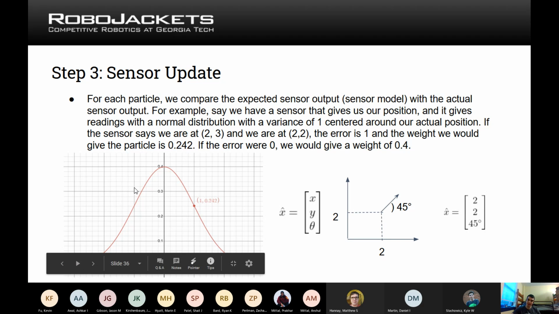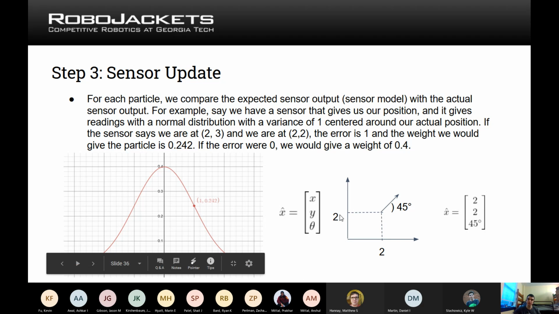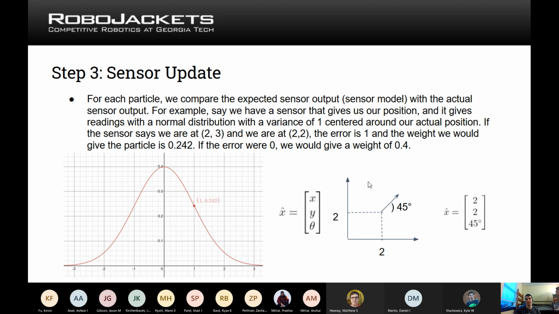This is just looking at our sensor model. We go to 1 here, and we're looking at the value of the Gaussian function, and it's literally 0.242. If the error was 0, we would use 0.4 because that's where the peak is. So that's all you do. It's mathematically very simple, but you do this for every particle, so you're going to be doing this like 1,000 times.